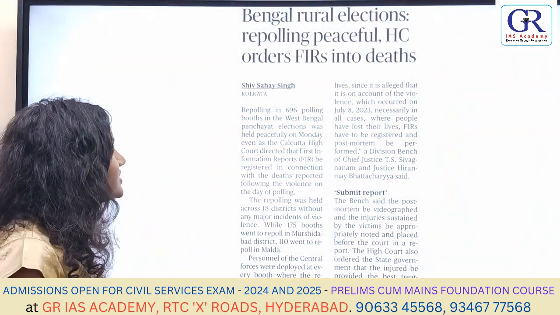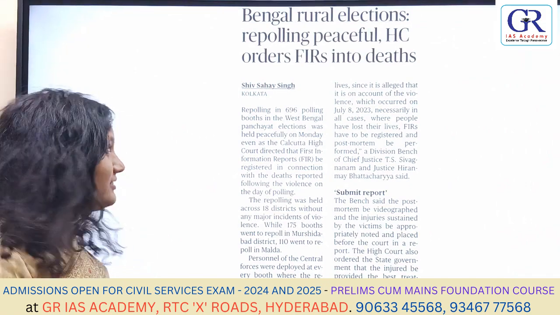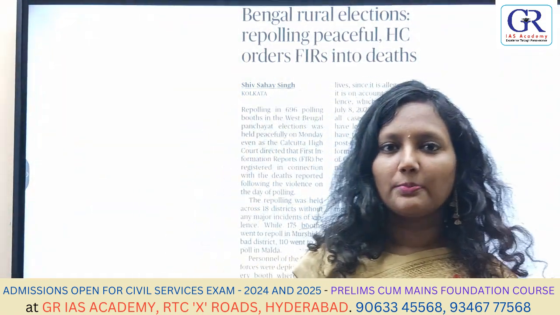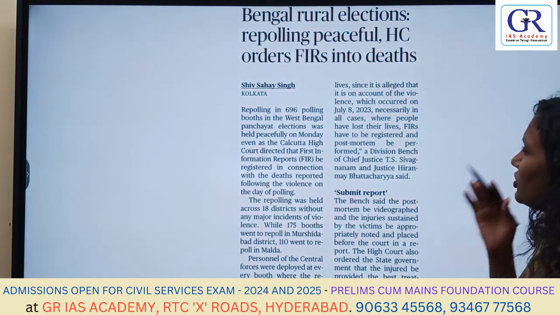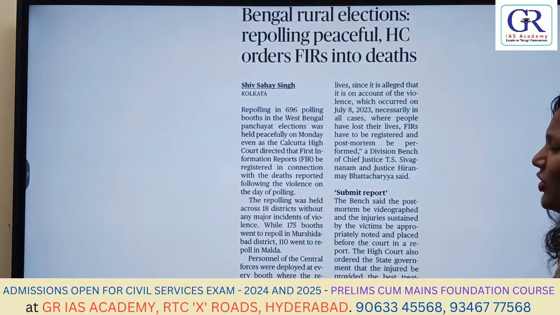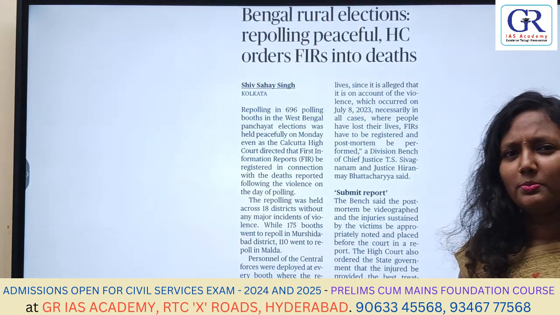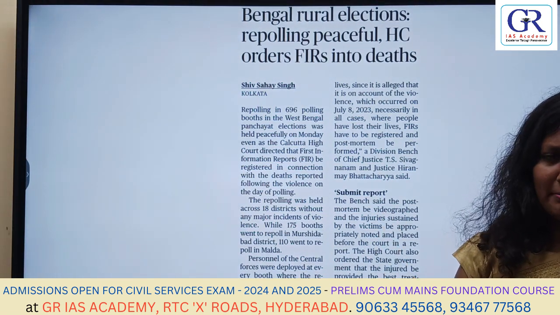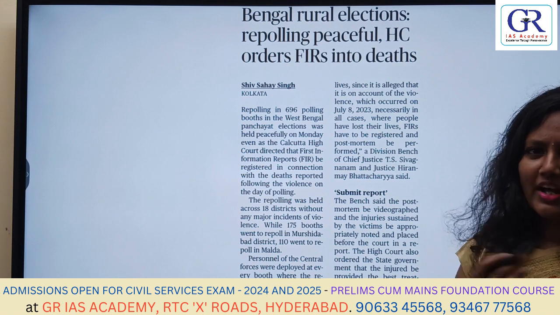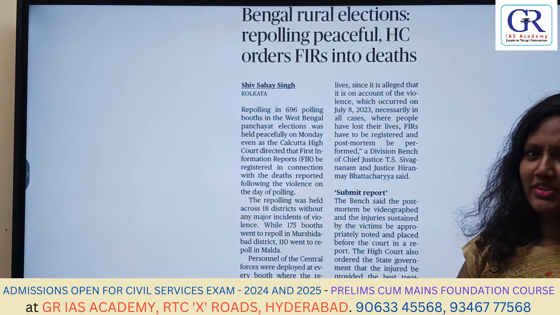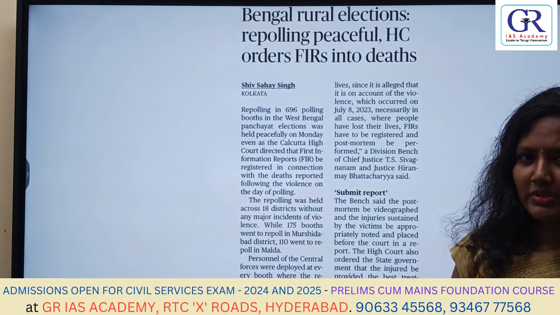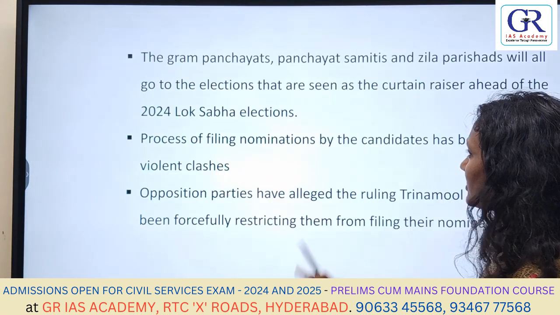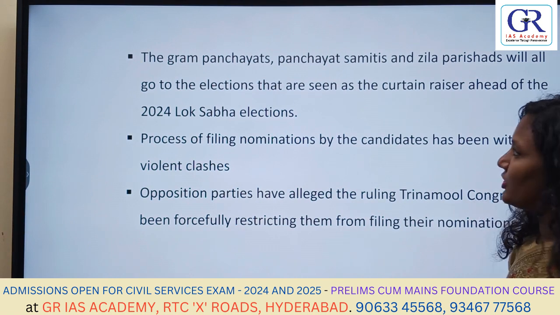Okay, now coming to the other article, this is also from The Hindu itself. Bengal rural elections, repolling peaceful, High Court orders probe into deaths. I imagine that almost all of the people know about these West Bengal elections happening. There is so much violence happening in the Panchayat elections. So for that reason, central forces have been deployed to control the violence and have peaceful elections. This is the concept. So let us give some background.